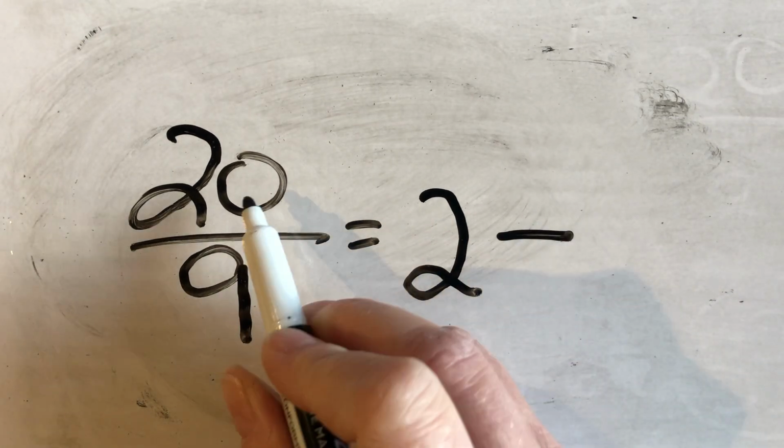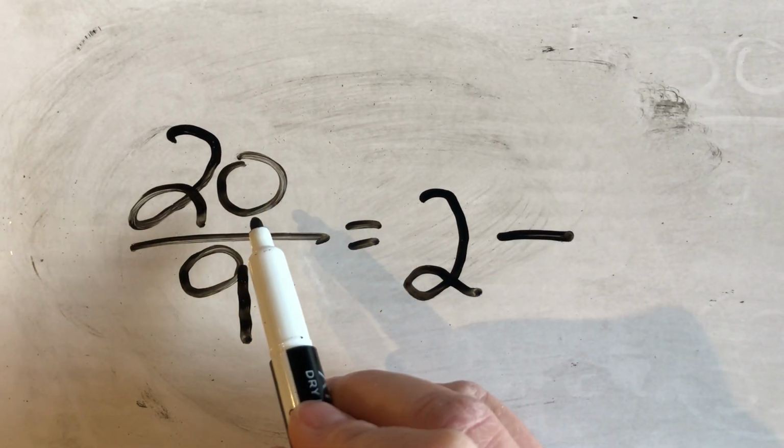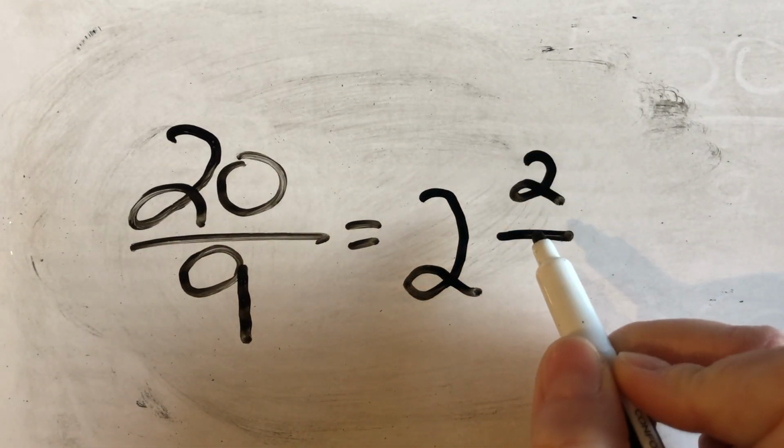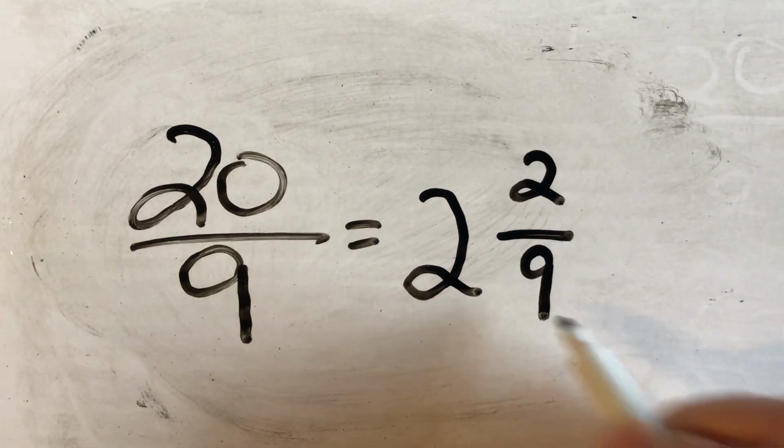Now my numerator is going to be how many extra there are to get to the 20. So 9 times that 2 is 18. There's 2 extra because 18 plus 2 is 20, and it's 2/9.